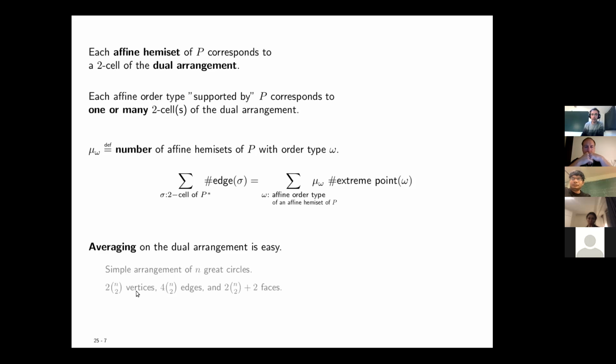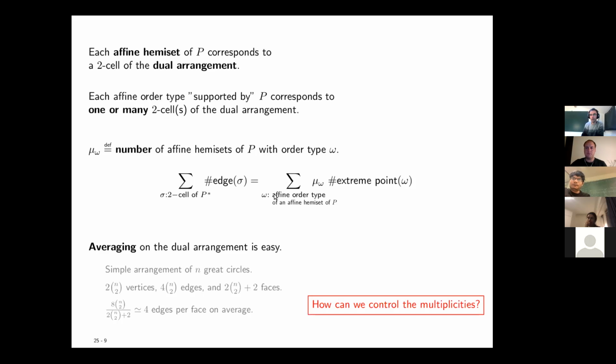So you have exactly 2 times n choose 2 vertices, because any pair of great circles intersect in 2 points. Every vertex is of degree 4, so you get twice that many edges. And Euler's formula gives you that you have 2 times n choose 2, plus 2 faces. And so the average number of edges per face, that's 8 times n choose 2 divided by this. And that's about 4. So this is exactly the bounding main result. It's the average number of edges in an arrangement of n great circles in general position.